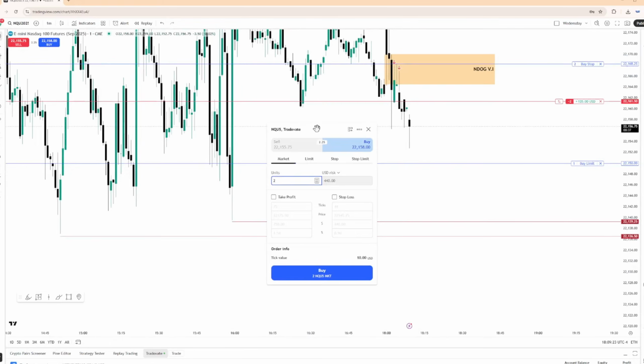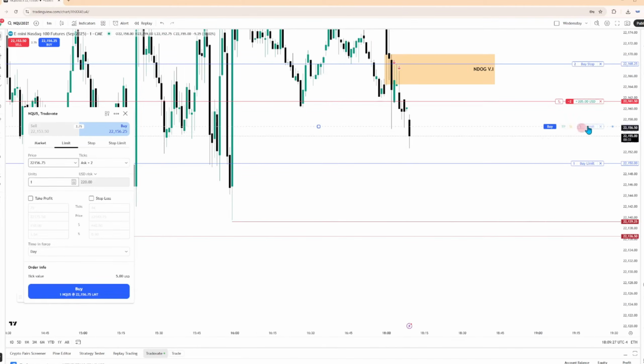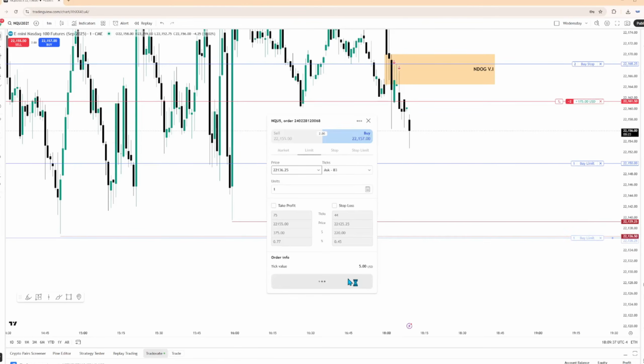I'm just going to set a buy limit for just one contract, just in case we do spool very quickly. I'm going to set a buy limit down here. Buy limit just like that. I'll do it just below here like this. See if we can tag and push through that low.